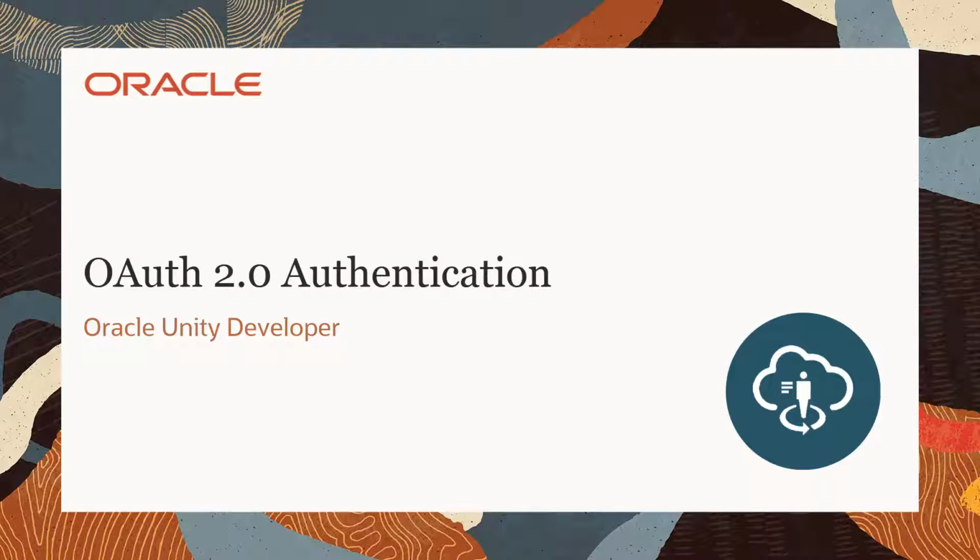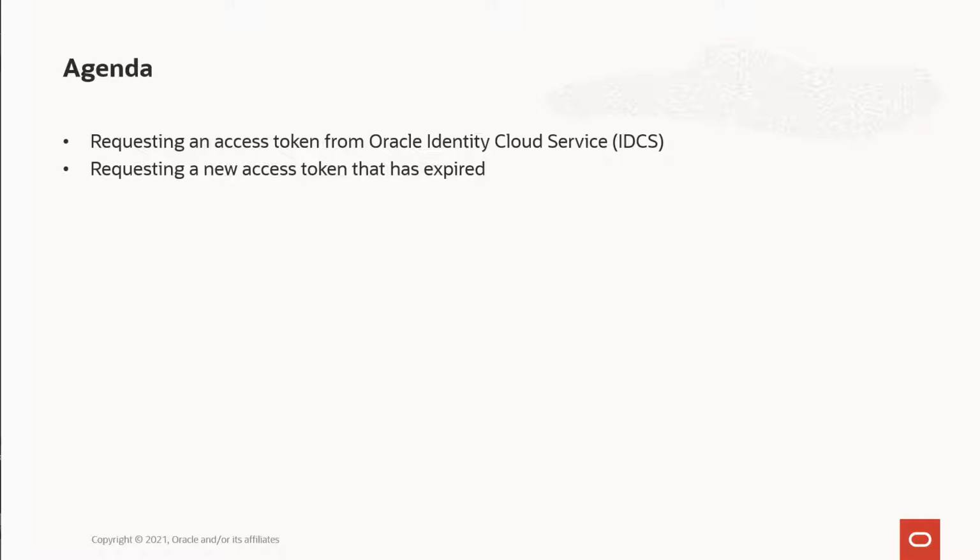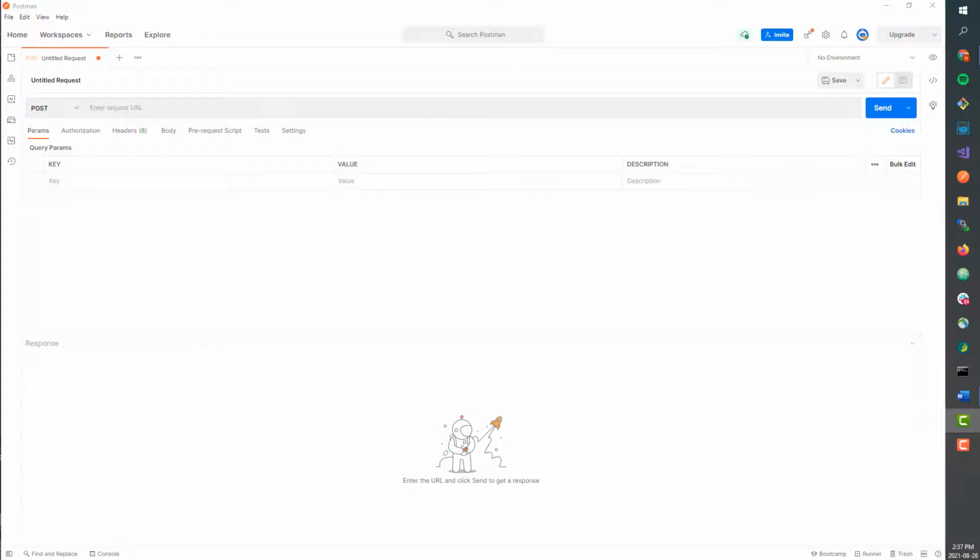This video will walk through how to authenticate using OAuth 2.0 to use the Oracle Unity APIs. This video will cover the OAuth 2.0 method of requesting an access token from Oracle Identity Cloud. We will also demonstrate requesting a new access token when your previous token has expired. We'll be using Postman for our testing.